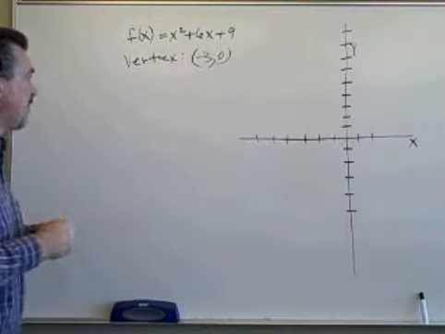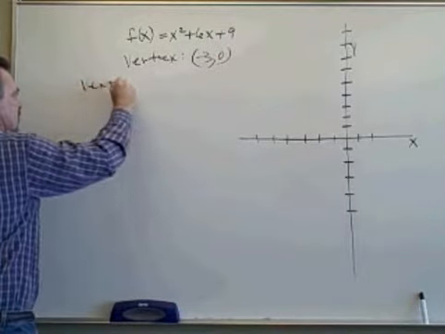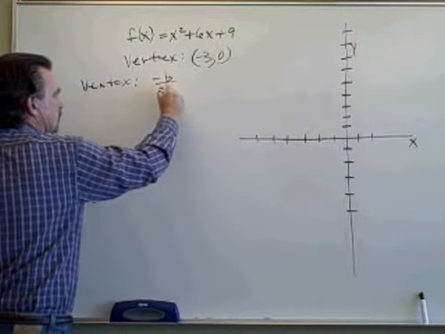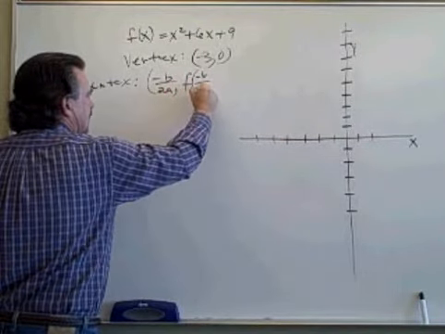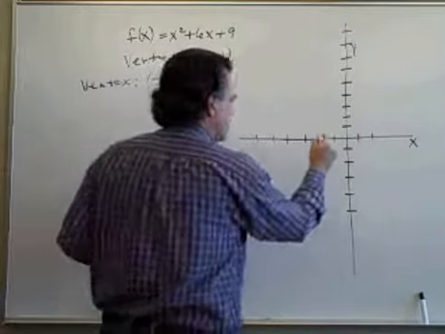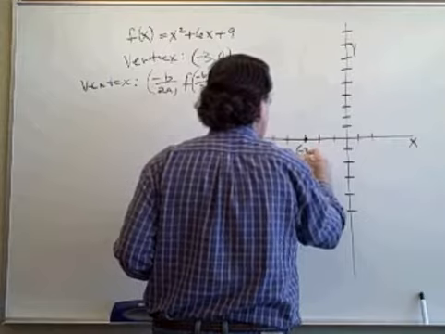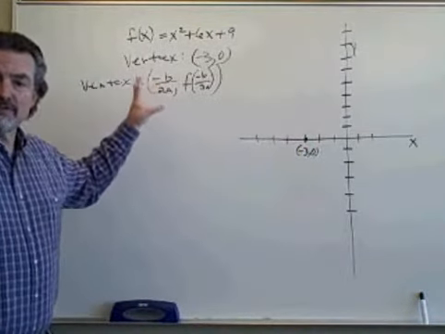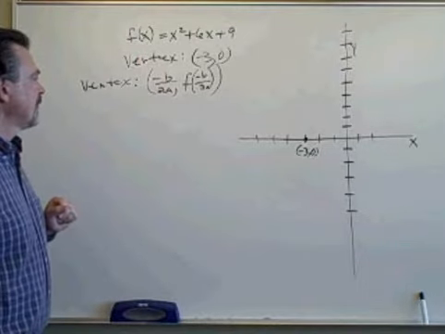And again, you find the vertex by first finding negative b over 2a and then evaluating the function at that point. So here the vertex is negative 3, 0. I know this parabola opens up because the squared term's coefficient is positive.